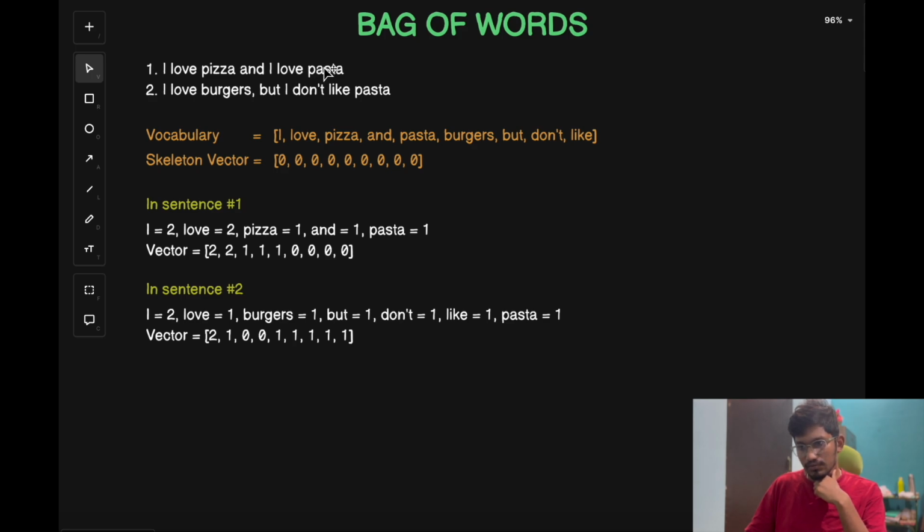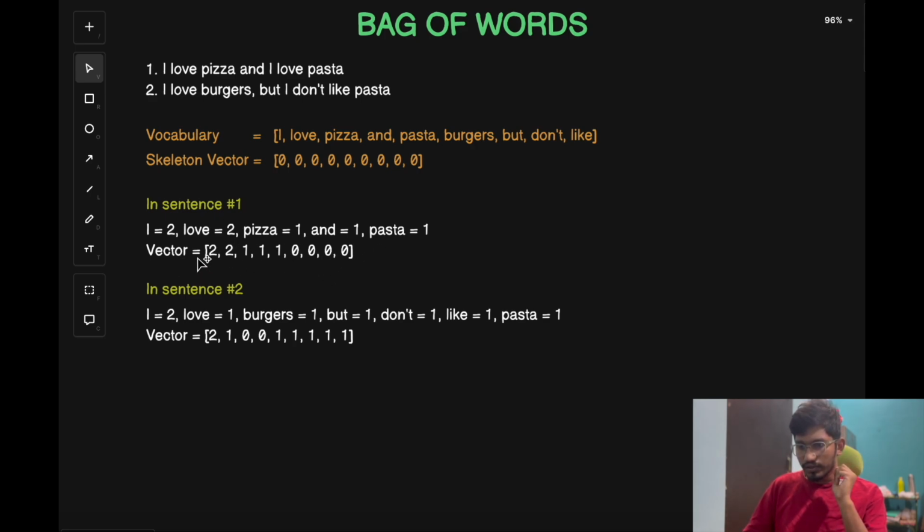Pasta appears once. Hence, we put 1 here. And burgers' appearance is 0, so we'll leave the count as it is. But, don't, like, all of them appear 0 times in sentence 1. Leave the bits as they are in the skeleton vector.